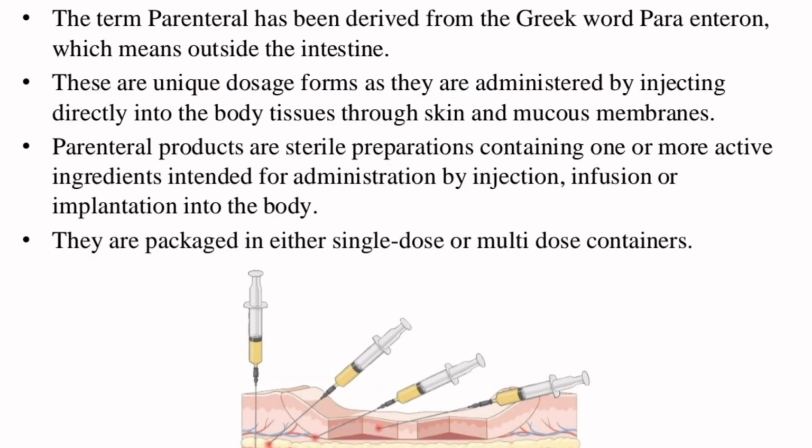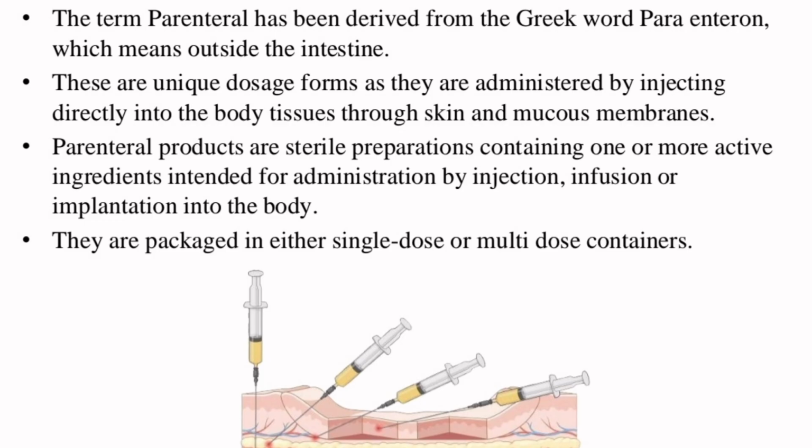The term parenteral has been derived from the Greek word para-enteron, which means outside the intestine. These are unique dosage forms as they are administered by injecting directly into the body tissues through the skin and mucous membranes. The parenteral products are sterile preparations containing one or more active ingredients intended for administration by injection, infusion, or implantation into the body.